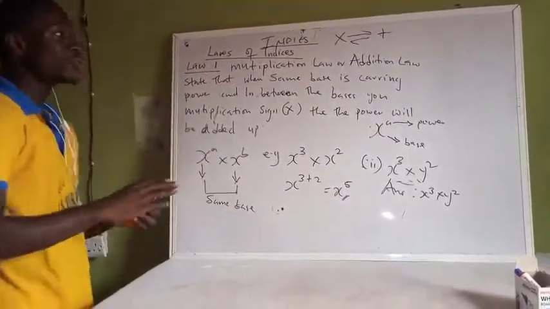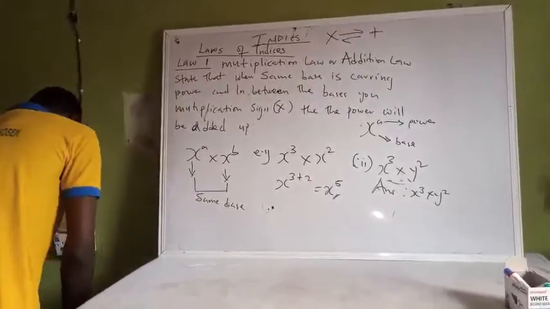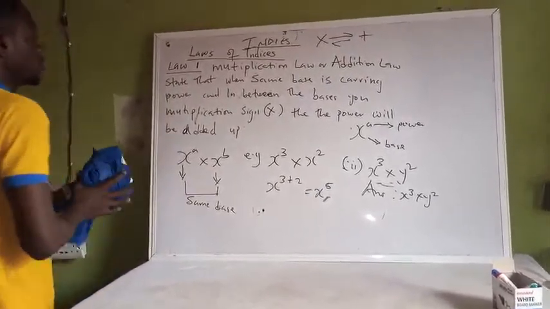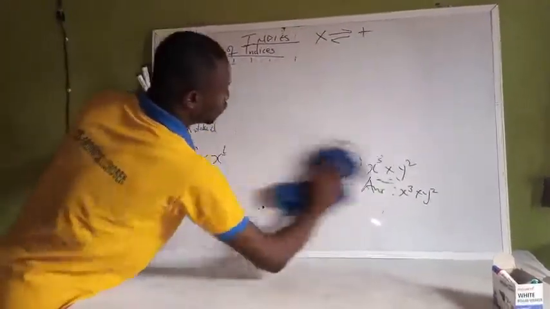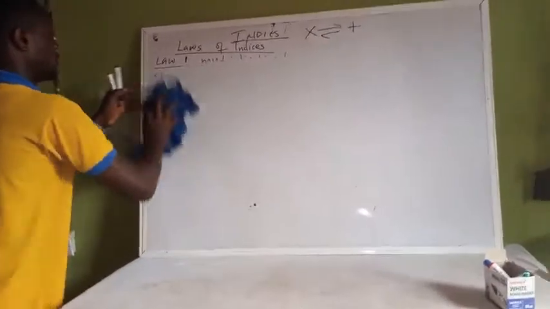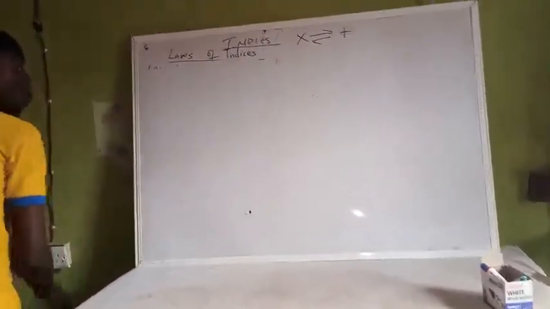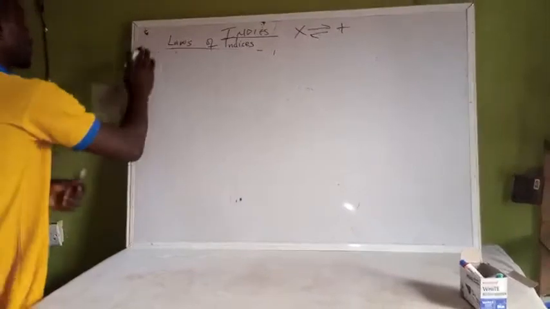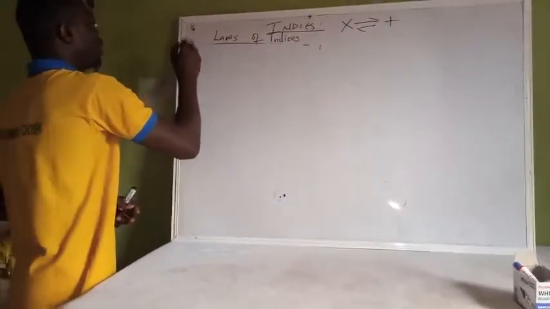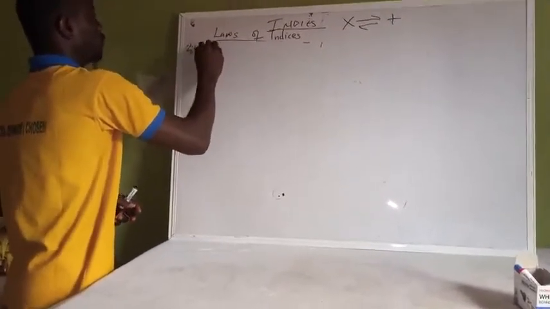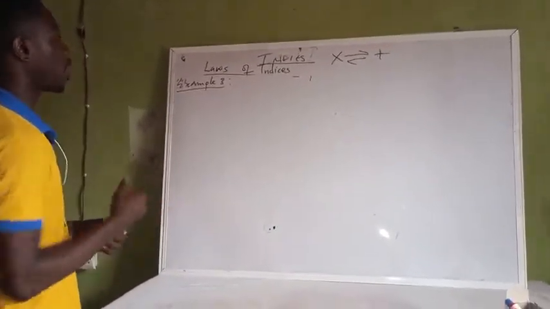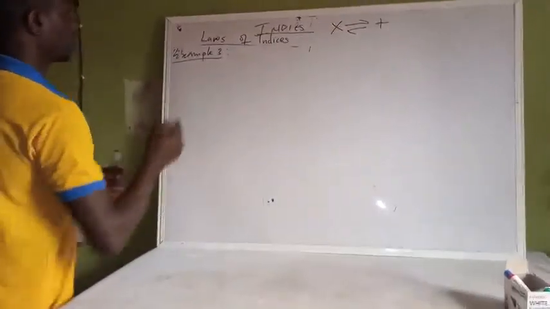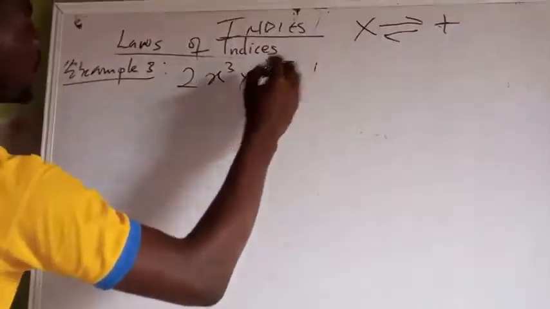Now, we still have some complex questions. Let me have my board cleaned. We still have some complex questions. Let's look at example 3. Example 3 under law 1: if we have 2x raised to power 3 times 5x.